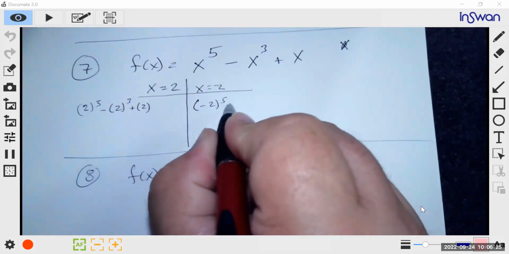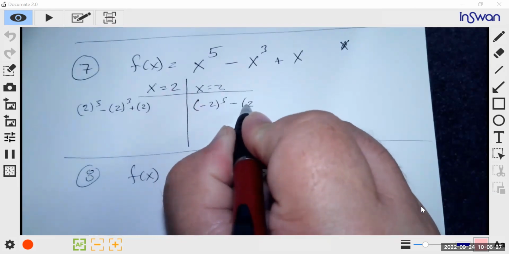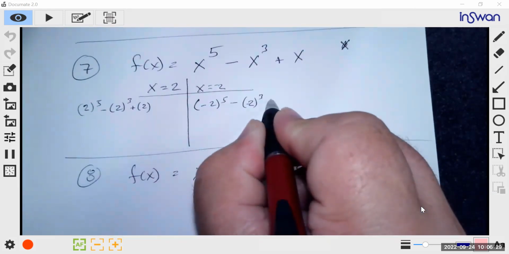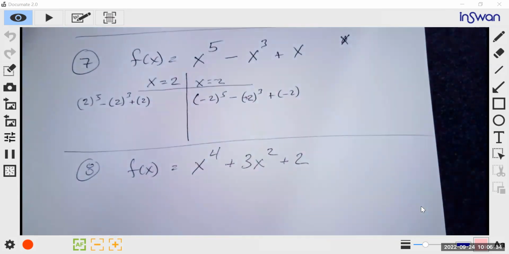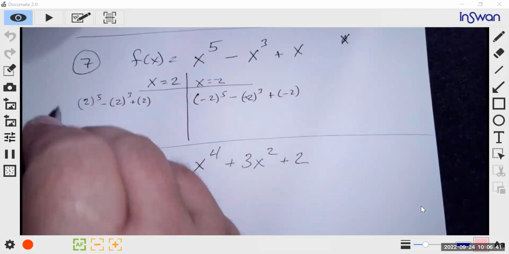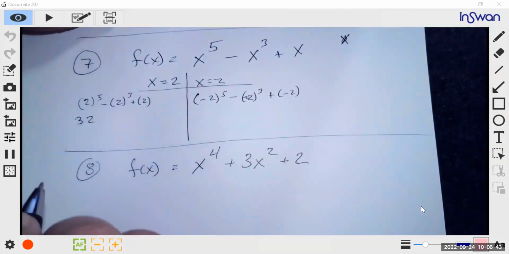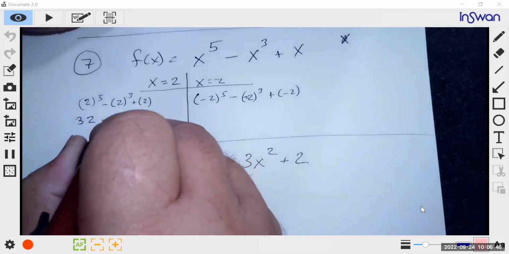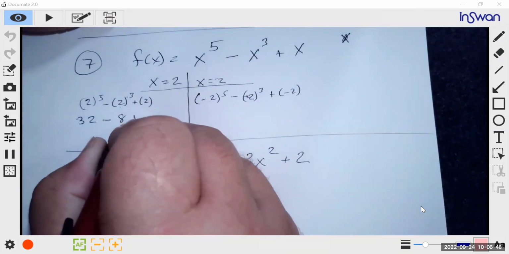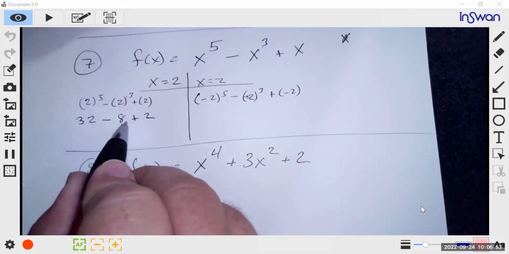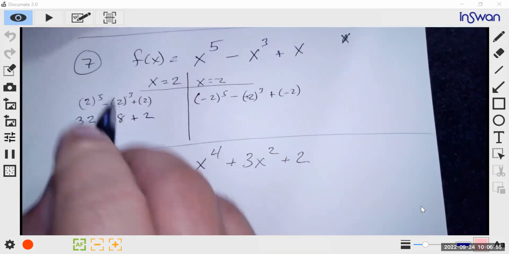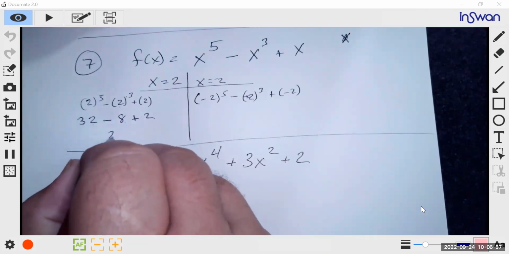Negative 2 to the fifth minus negative 2 to the third plus negative 2. Two to the fifth, 2, 4, 8, 16, is 32. Okay. 2 to the third is 8, plus 2. 32 minus 8 is 24, it's 26.